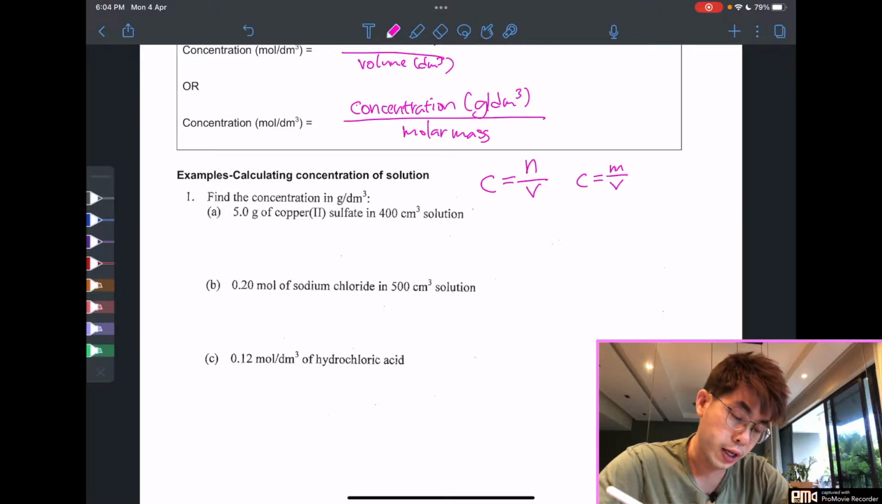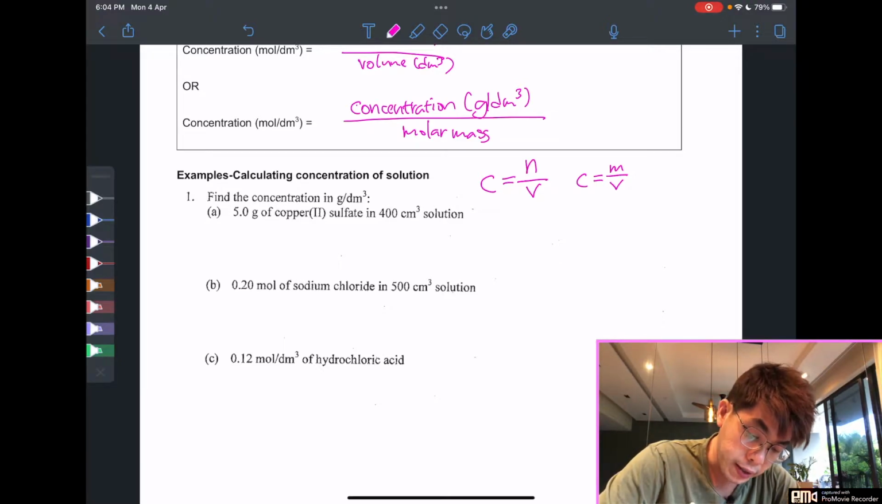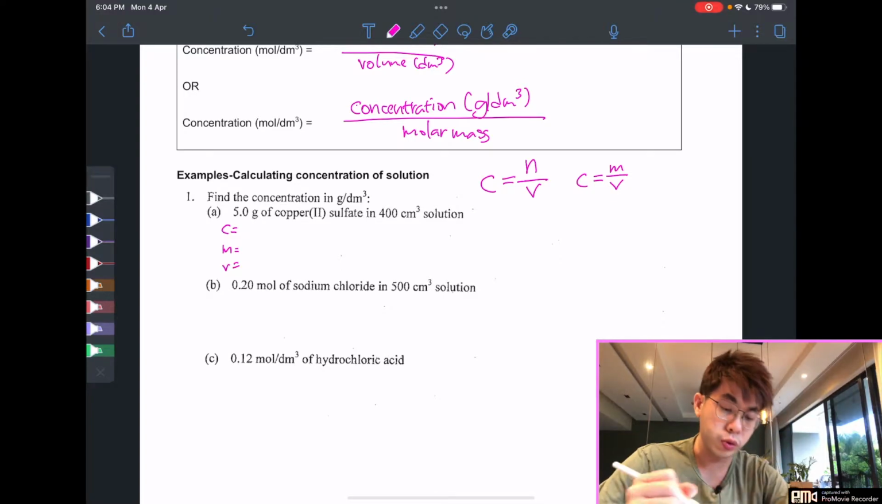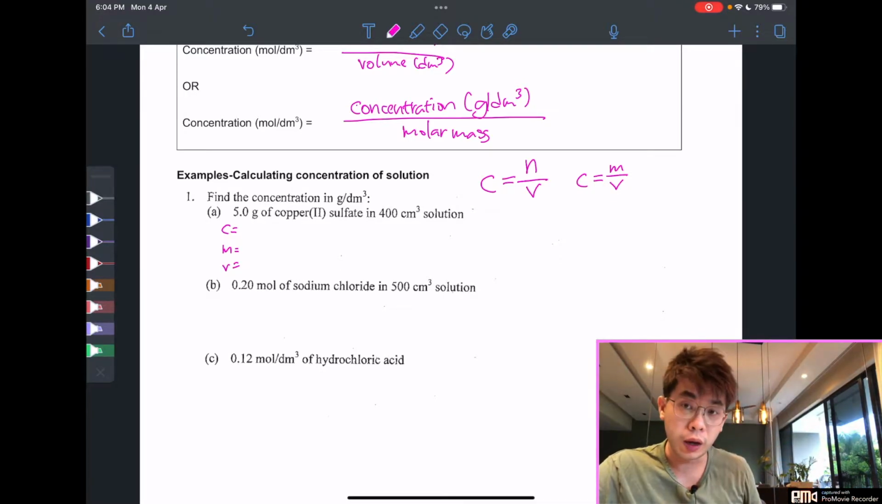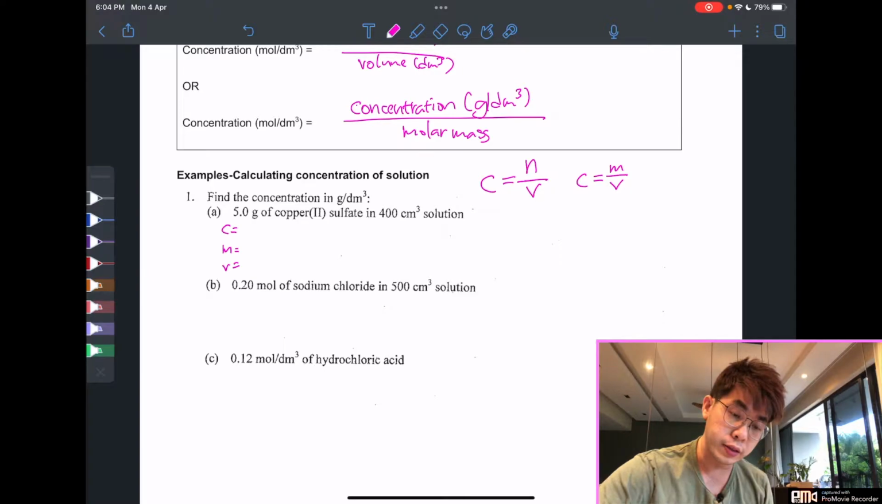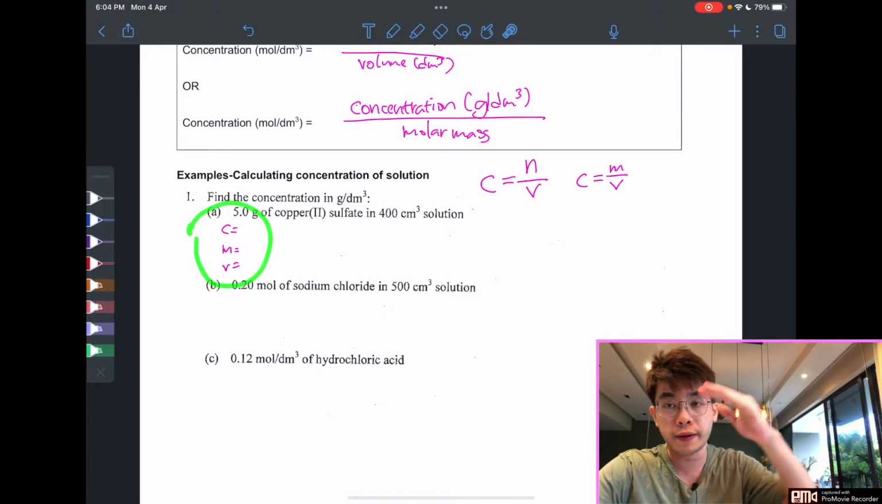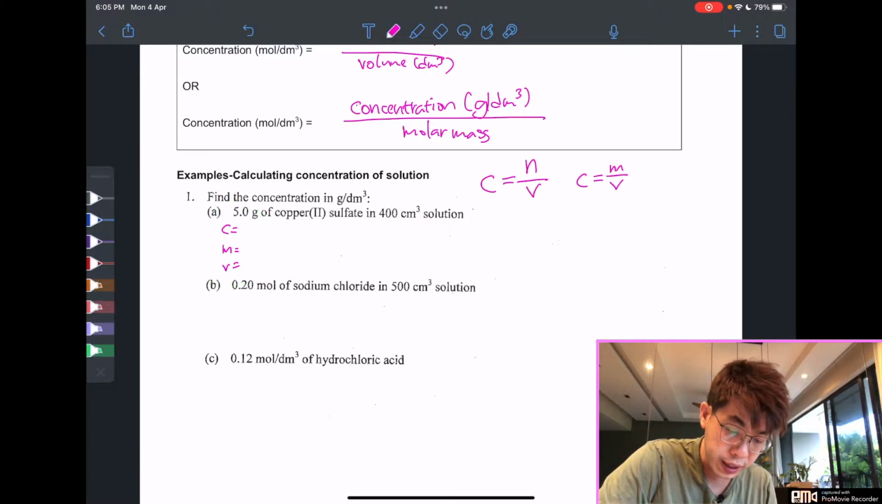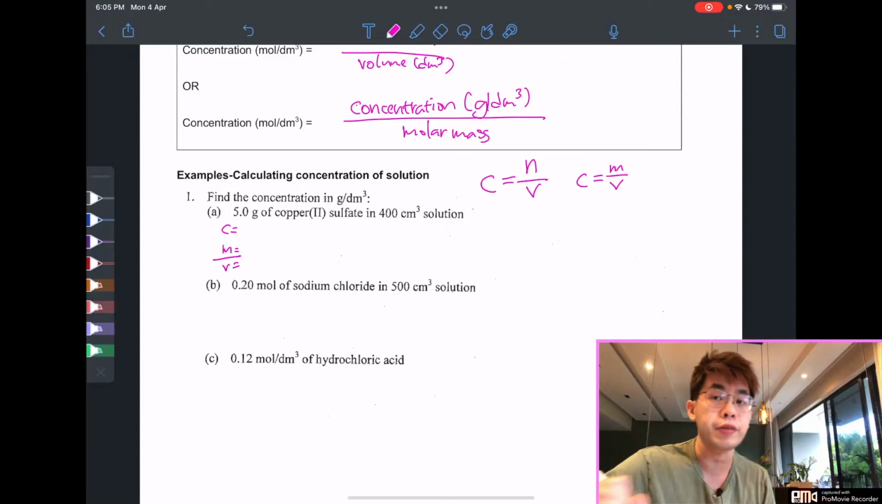So what I usually ask my students to do is to write C equals, M equals, V equals, and then you want to find out which one to calculate. If you look at the way I ask my students to write it, it's in alphabetical order, C, M, V. And this also helps you remember the formula, because C is equal to M divided by V.